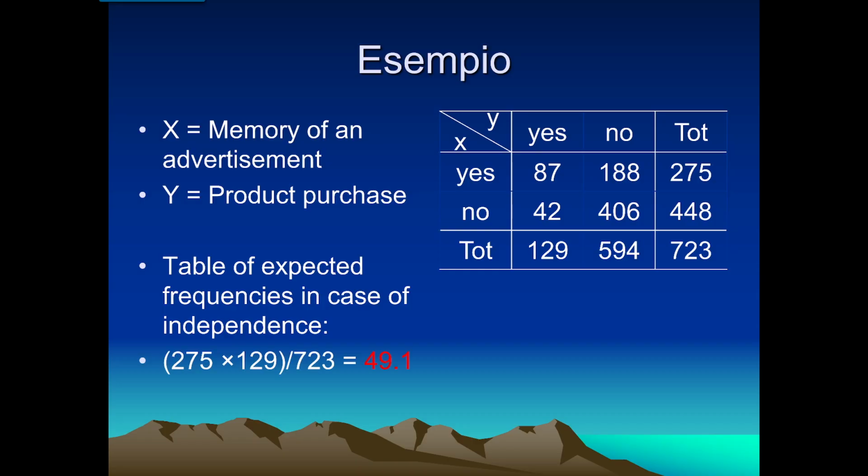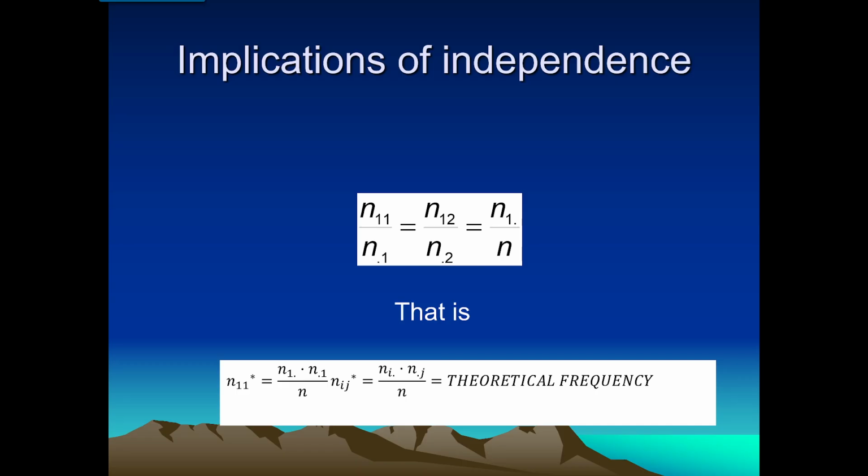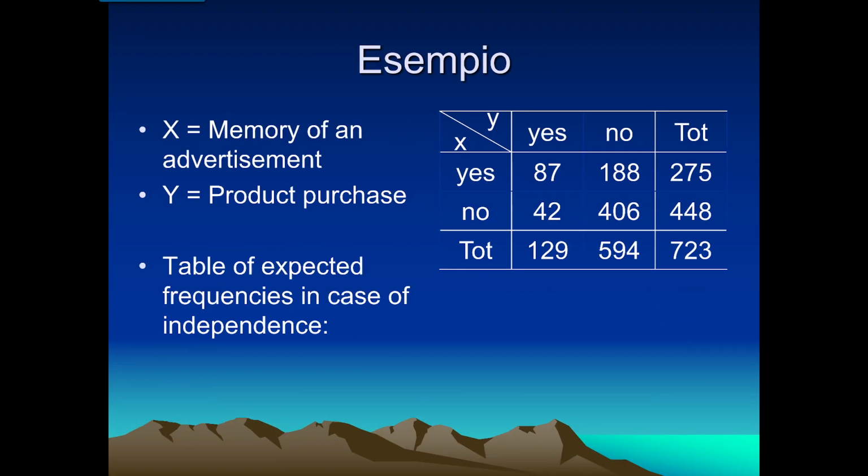So, how do you compute this expected frequency for yes? Let us go back. You see, Nij star is equal to the margin of the rows times the margin of the columns divided by n. Right? This is the formula. Therefore, here what you do, the theoretical frequency here is 199, margin of the columns times margin of the row divided by n, right?